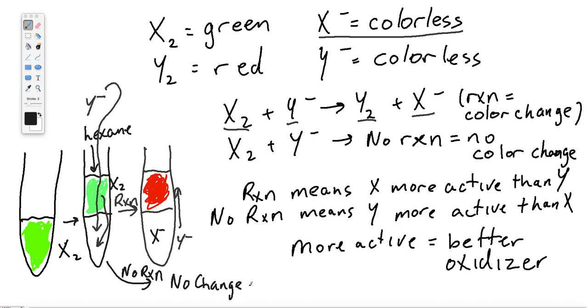So again, just summarizing, if we see that change in color, what's happening here is that the X is more active than the Y. And if it turns out that there is no reaction, then the Y must be more active than the X. And the reason is because the reverse process would be the one that would actually be causing the color change in that instance. But that's really all you need to know.